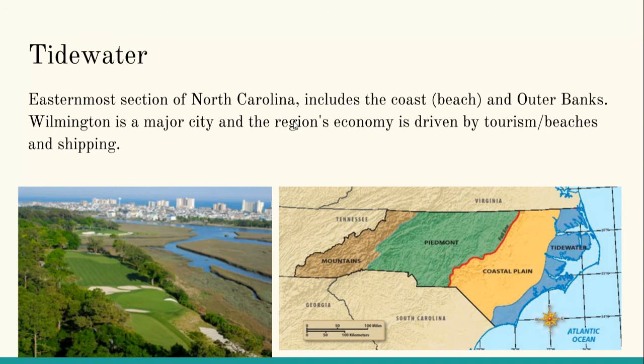Next, the Tidewater. The easternmost section of North Carolina includes the coast and beach and the Outer Banks. Wilmington is a major city, and the region's economy is driven by tourism and beaches and shipping. Here, this thin part off the coast is the Outer Banks. And we've got, as you see, ocean and a river leading out to it. Some of the land up close to the Tidewater.